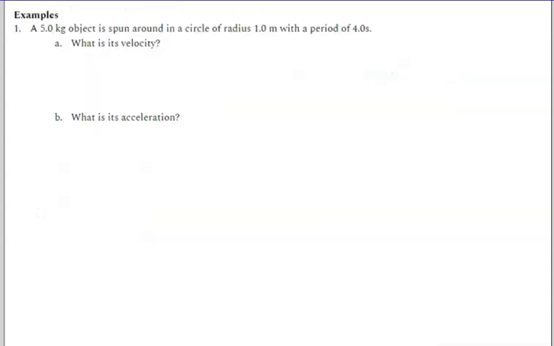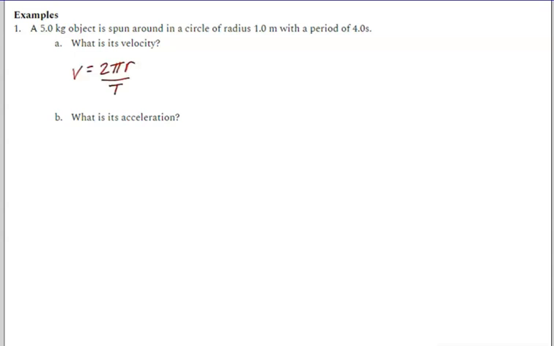Let's take a look at a practice problem solving for both linear velocity and centripetal acceleration. So in this example, we have a 5 kilogram object that's spun around in a circle of radius 1 meter with a period of 4 seconds. Part A wants to know what the velocity is. Part B wants to know what the acceleration is.